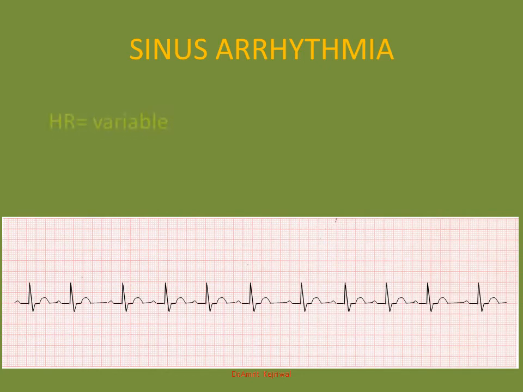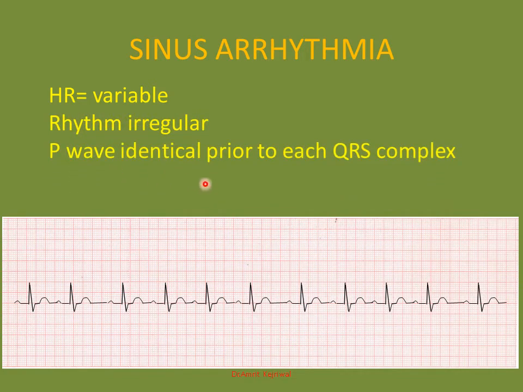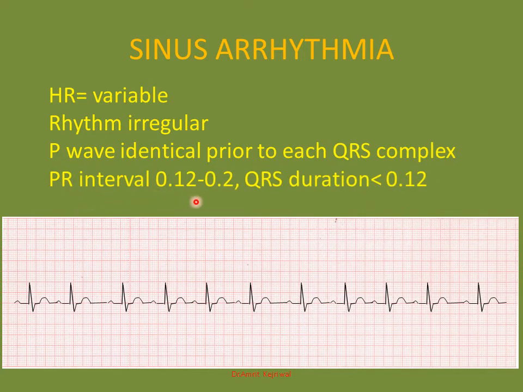Sinus arrhythmia. Heart rate is a bit variable. Rhythm is irregular. P wave is identical prior to each QRS complex, and PR interval is 0.1 to 0.2 second, and QRS duration is less than 0.12. So over here you can see the QRS complex gaps. RR interval is increased over here, here, and here, but more than these two places. So you can see over 4 small squares. Here it is approximately 5 squares. This is sinus arrhythmia.